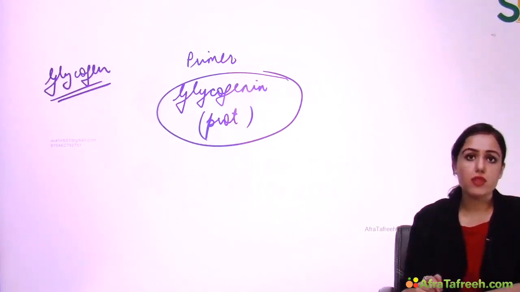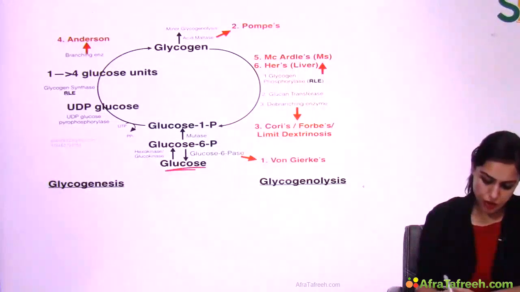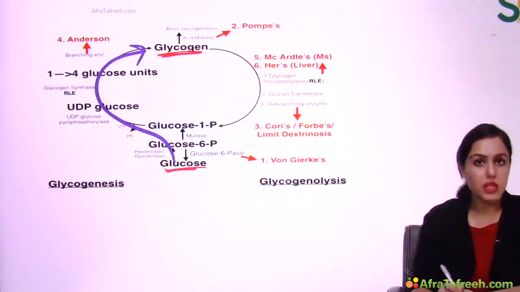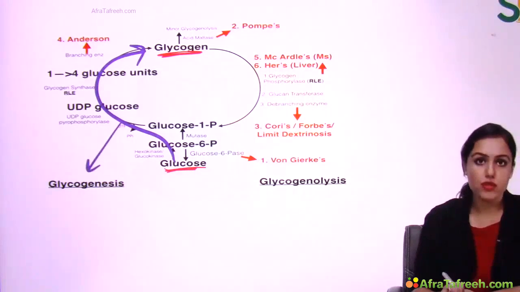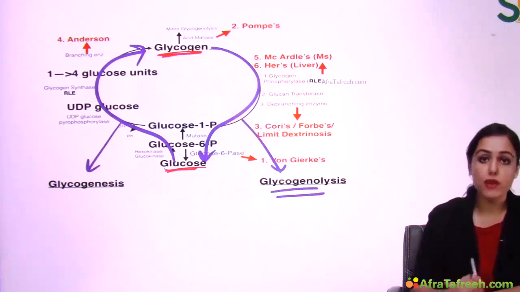Now let's start with the pathway. Let's see the diagram. On this diagram, I have written glucose here and glycogen here. Now from glucose to glycogen, this is synthesis known as glycogenesis, and the opposite, glycogen to glucose, that is breakdown, known as glycogenolysis.